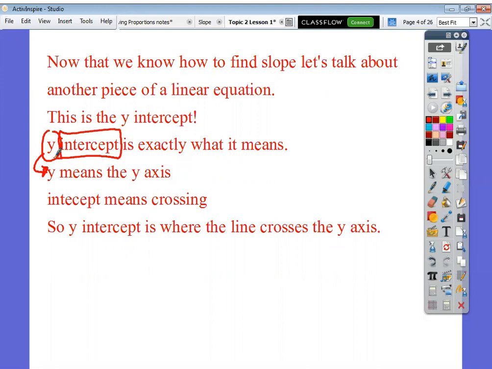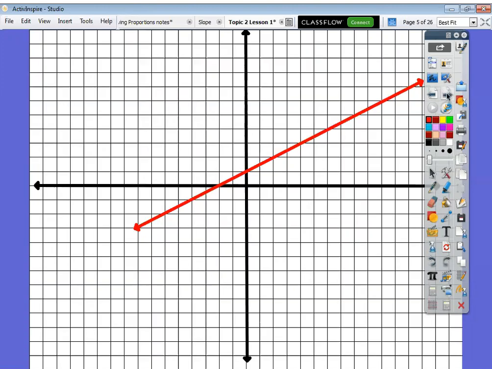Okay, for you football fans, you're always rooting for the Seahawks to get an interception, which means that they cross through the line that the football is going in and they catch the ball before it gets to the other team's receiver. So intercept means crossing. So basically, the y-intercept is where the line crosses the y-axis. So let's take a look.